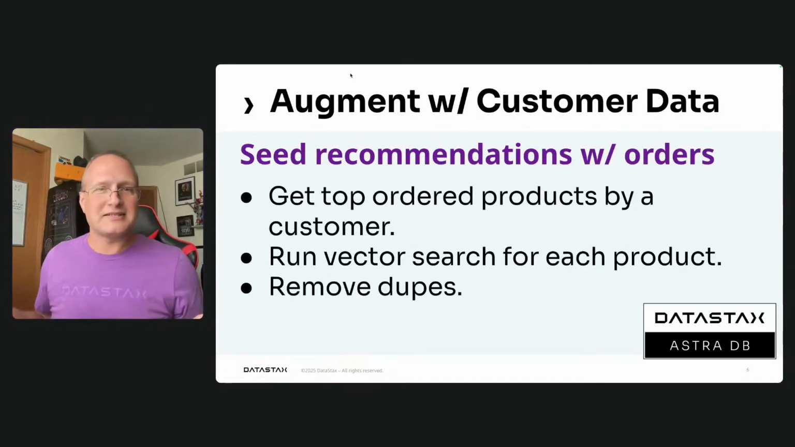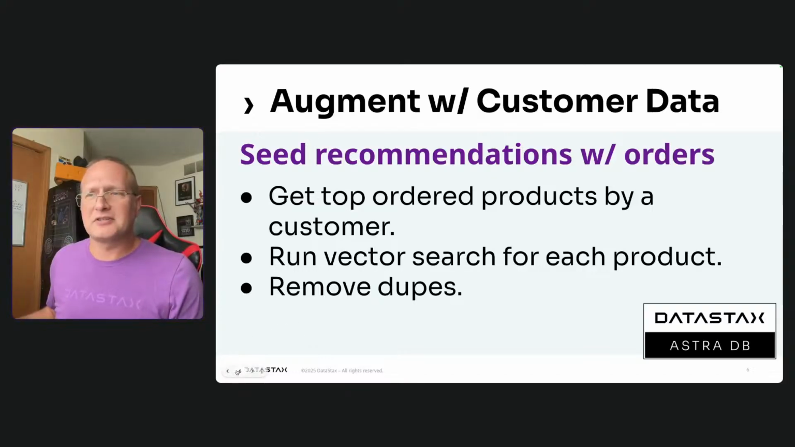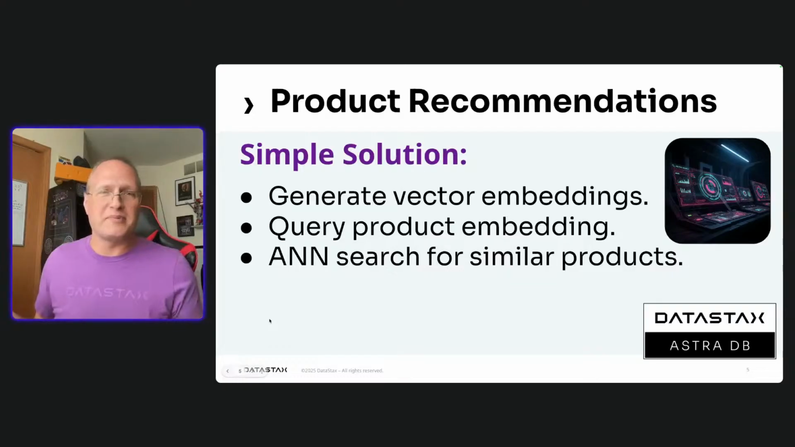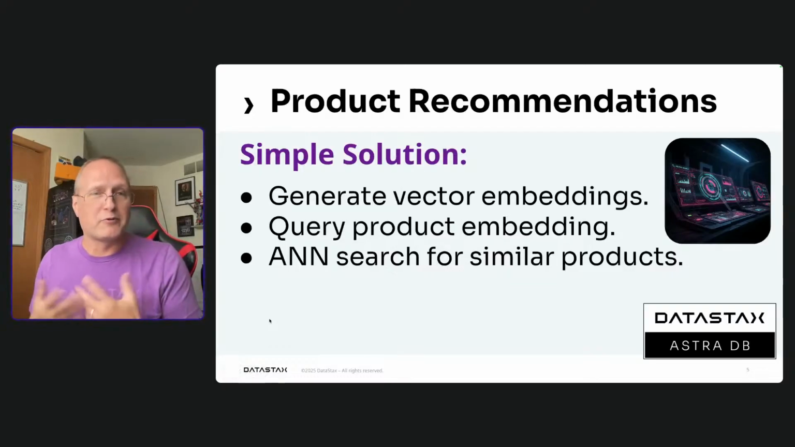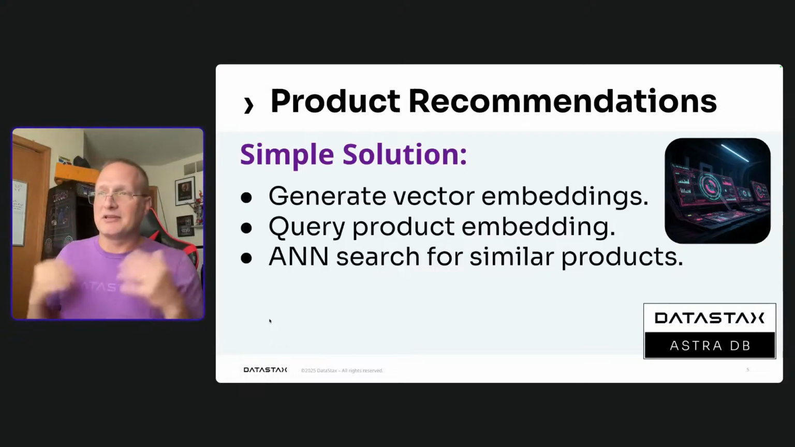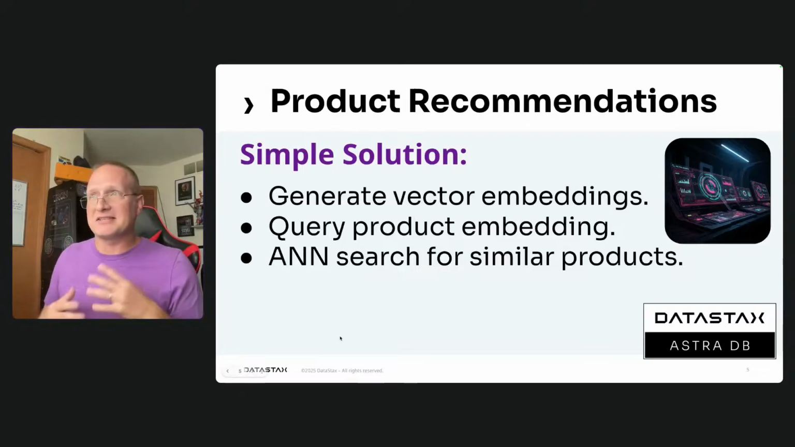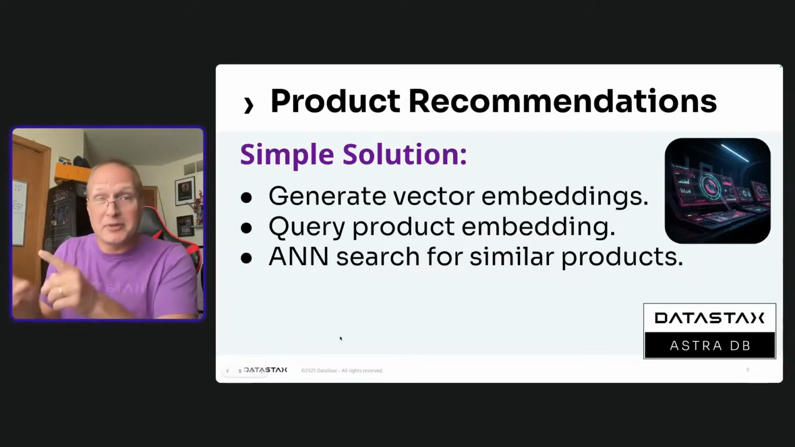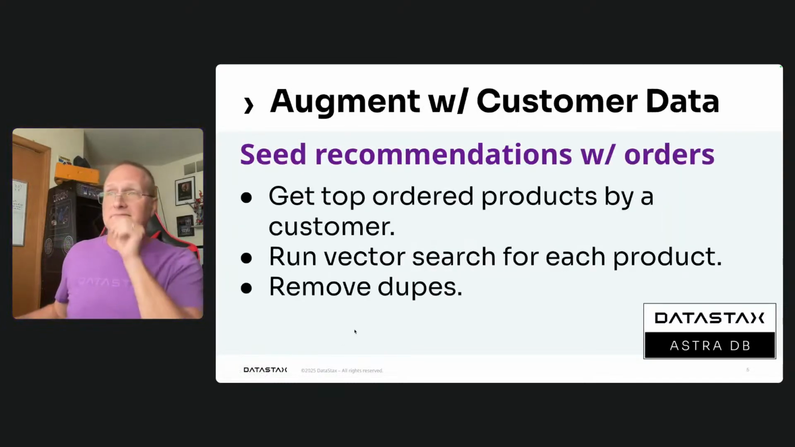All right, so let's say that we've actually, did I get ahead of myself? I got ahead of myself. Oh, yeah. So we generate embeddings. We query for a product, we query for products by one embedding, and then we can ANN search for similar products. That's simply put how we could get something like this to work. And I'm going to show you that in the code, actually.